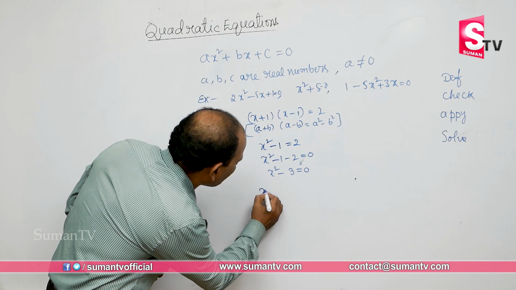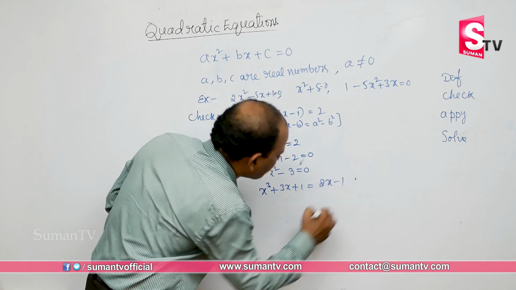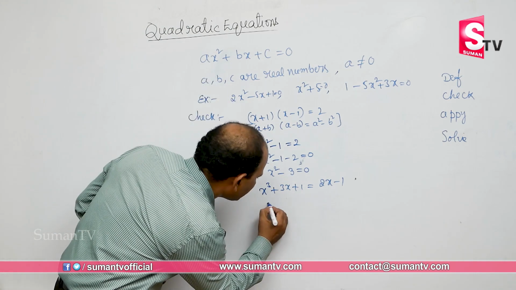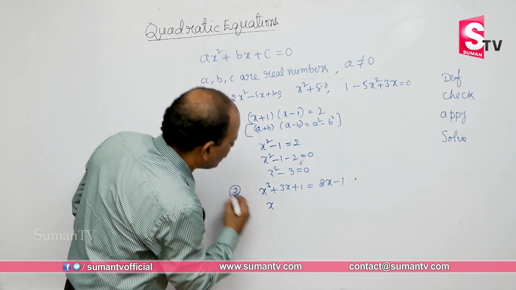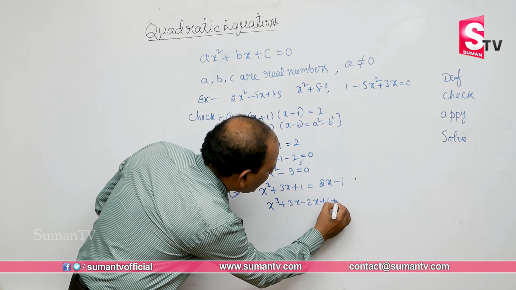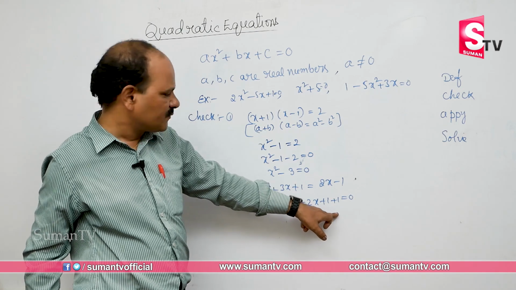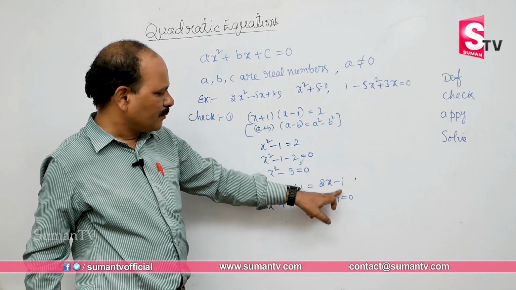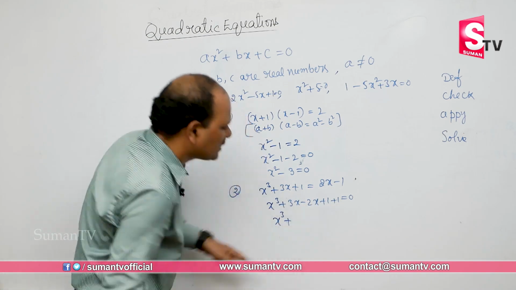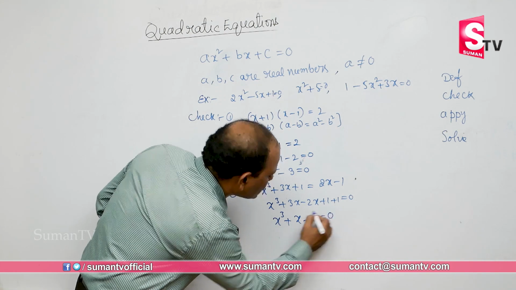One more example: x cube plus 3x plus 1 is equal to 2x minus 1. Simplify this one. x cube plus 3x minus 2x plus 1 plus 1 is equal to 0. I am bringing the 2x to the left side, and the minus 1 also to the left side; minus 1 becomes plus 1, and 2x becomes minus 2x. 3x minus 2x is x, and 1 plus 1 is 2.